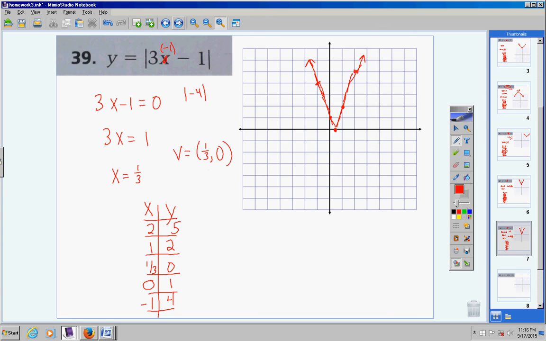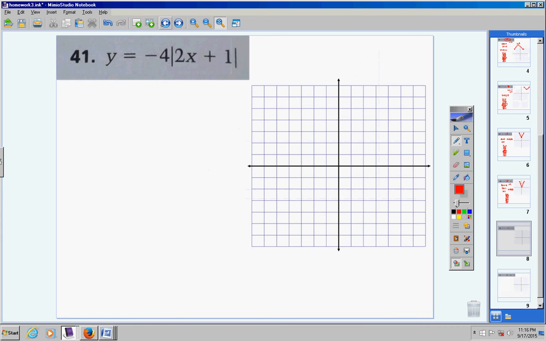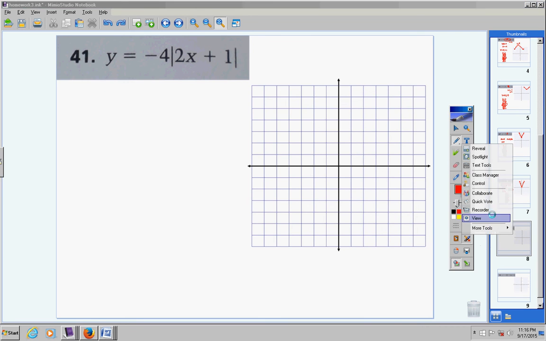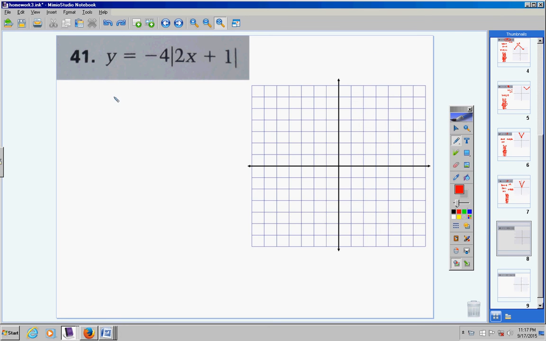Alright, okay, number 41, then number 43, and we're finished, okay? Alright, now, we're going to graph this absolute value equation. So we're going to take the inside of the absolute value, set it equal to 0, and solve. So we'll take 2x plus 1, set it equal to 0 and solve. Bring the 1 over, make it a -1. Now divide both sides by 2, and you'll get -1/2. So the vertex so far, students, is -1/2.